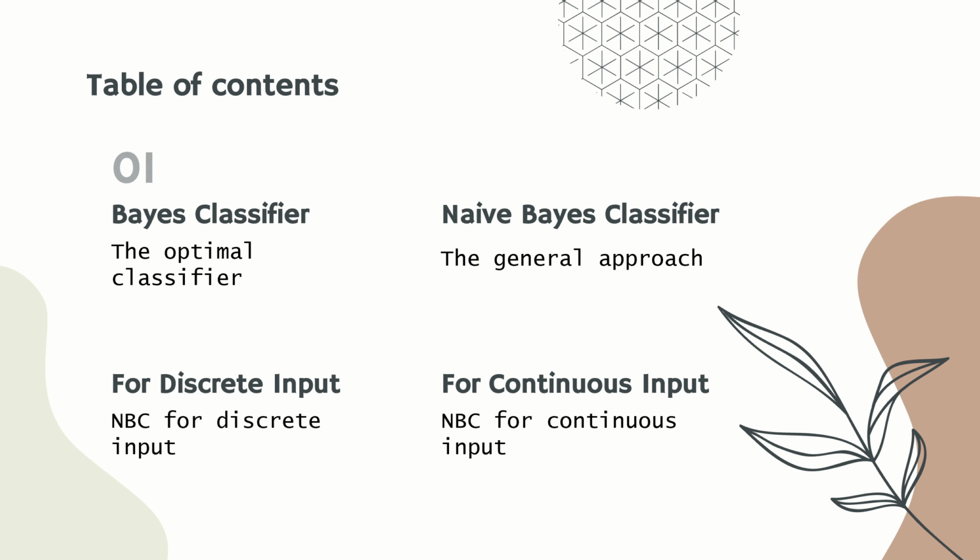We'll go through four parts. They are what is Bayes classifier and how this is called the optimal classifier. Then we will go through naive Bayes classifier, our main topic, and we will dive into two major implementations for naive Bayes classifier: for discrete input and for continuous input.